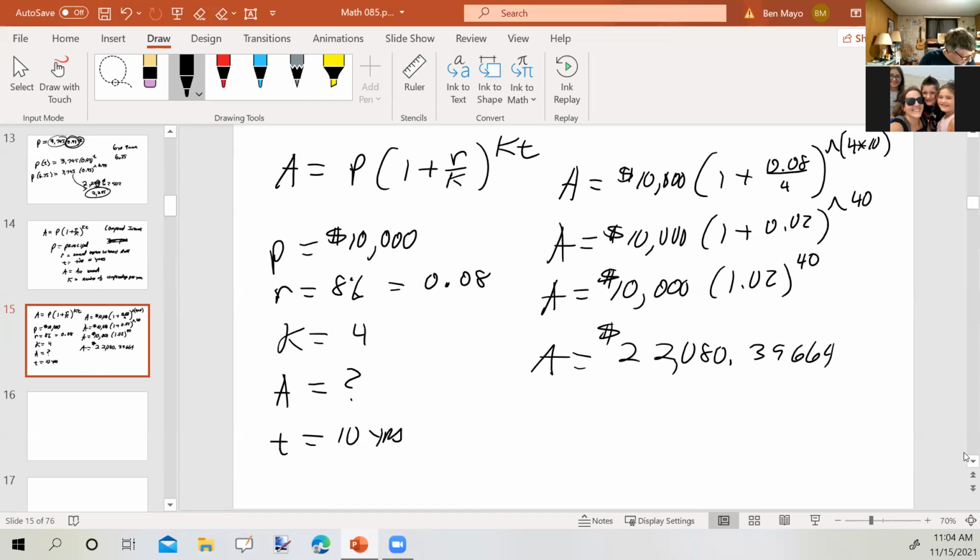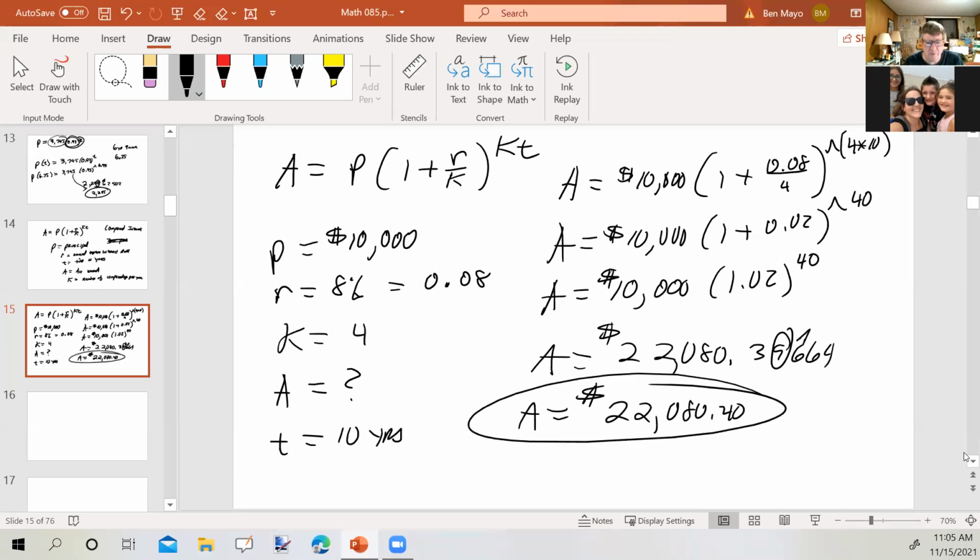This is money. It doesn't say anything about rounding, but since it's money, we'd round to the nearest cent, so this would round up. $22,080.40 would be the final amount. Okay. Now, I could also just put this into the calculator as it is.